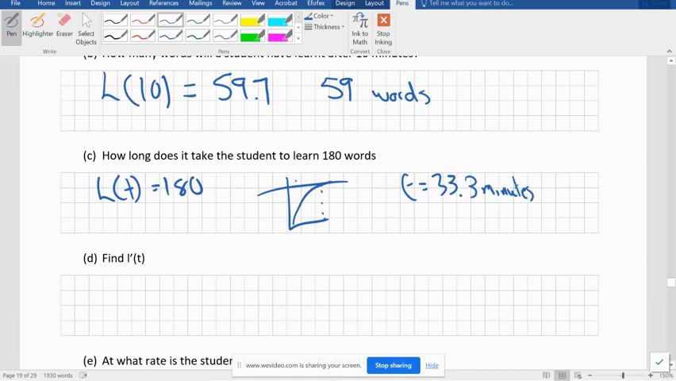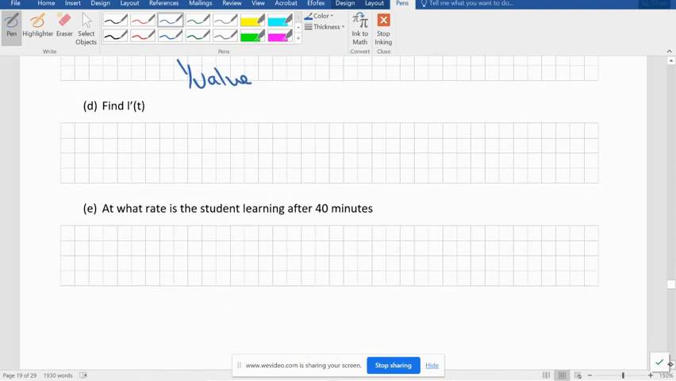Actually, sorry, you don't even need to do it that way, do you? You could just do an x calc on your calculator, can't you? Yeah, so just put the equation in the graph and then do shift G-solve, x calc, because this is a y value given and we need to find the x value. Now, find L dash t.